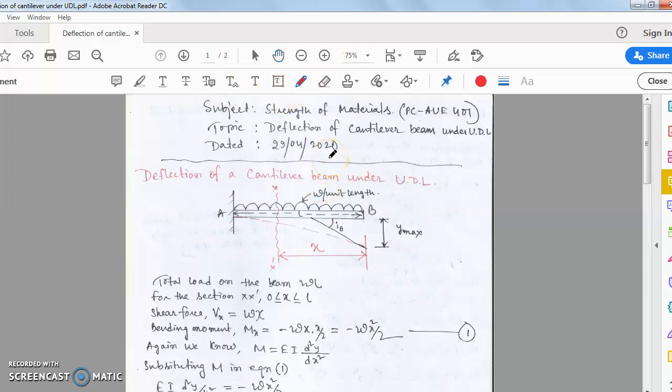Hello students, today we shall discuss how to derive the mathematical formulation of deflection of a cantilever beam under a uniformly distributed load. Here you see a cantilever beam AB. Its length is L, and it is carrying a UDL of W per unit length.